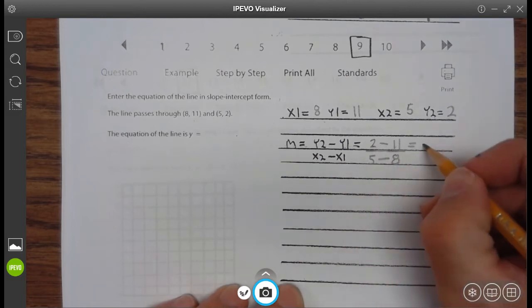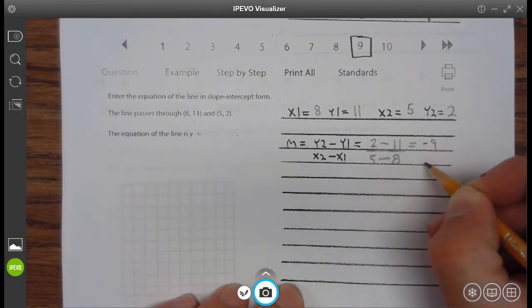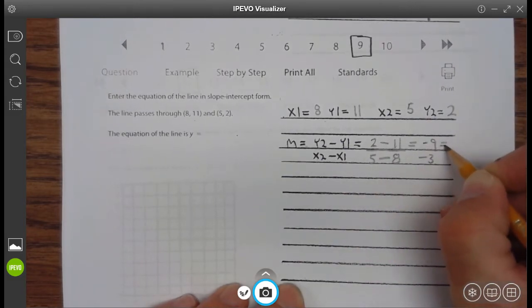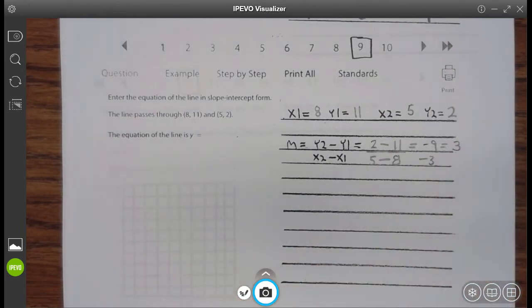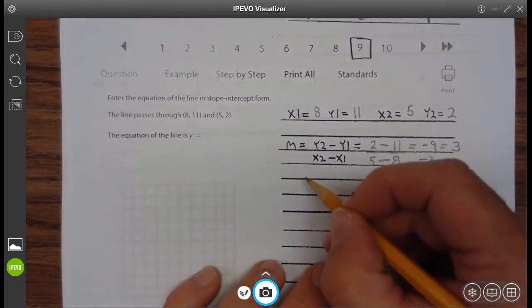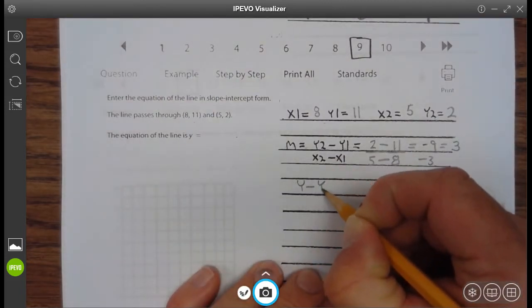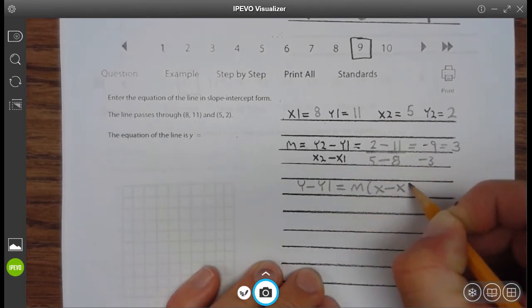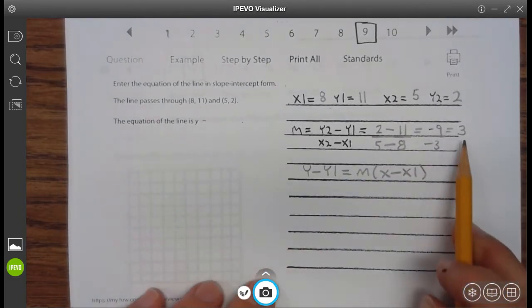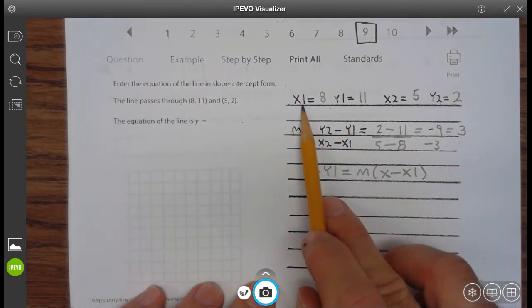Well, 2 minus 11 is negative 9. 5 minus 8 is negative 3. Negative 9 divided by negative 3 is a positive 3. So our slope is 3. Now, we're going to use the form y minus y1 equals m(x minus x1), because now we have slope, and we're going to use this point x1 and y1.